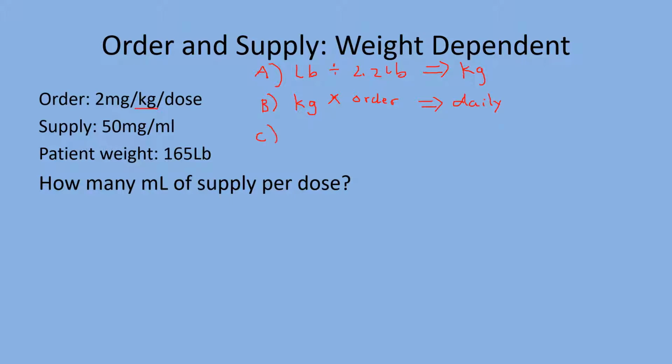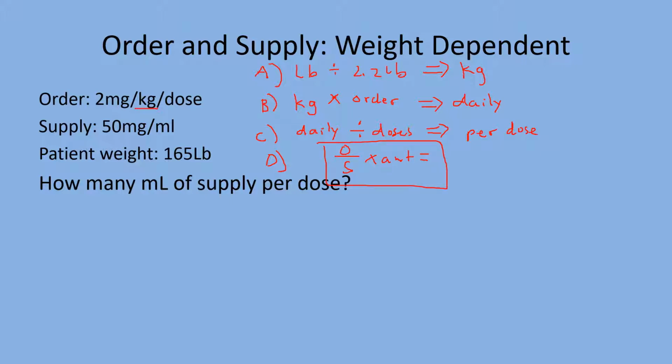Now, if a drug is a little toxic, they may split up the doses in divided doses. So you just divide it by the number of doses per day. And that's going to give you your per dose amount, which is also your order. And then D, you just do order over supply times the amount if required.